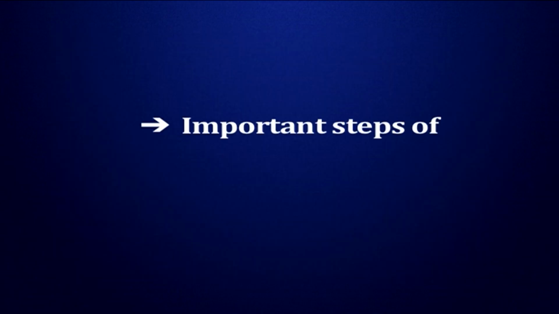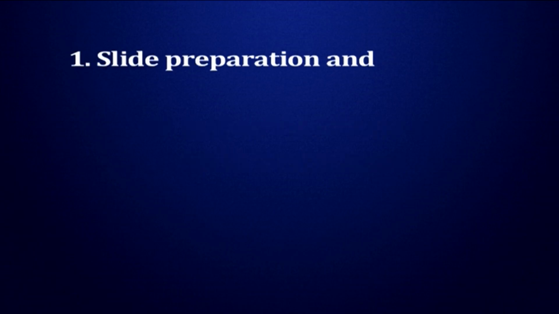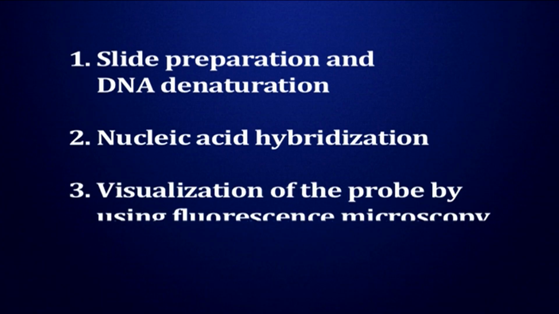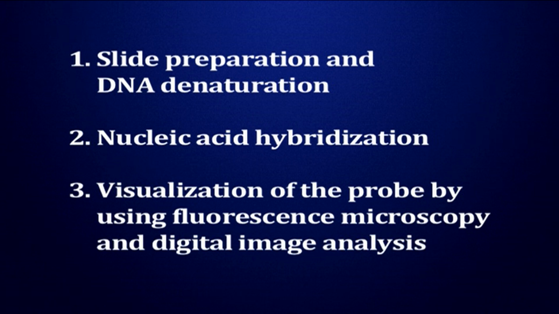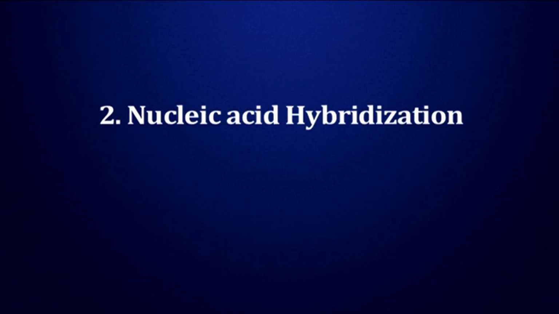Now next we go to the important steps used in FISH technique. They are slide preparation and DNA denaturation, nucleic acid hybridization, and visualization of the probe by using fluorescence microscopy and digital image analysis. Slide preparation and DNA denaturation is the first step, and in this step, cells in metaphase or interphase are fixed on a slide and denatured to change the double-stranded DNA into single-stranded DNA. Nucleic acid hybridization is the second step.